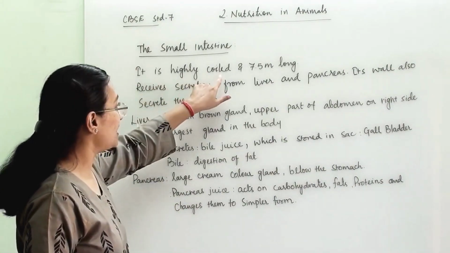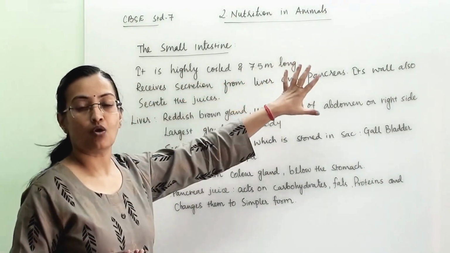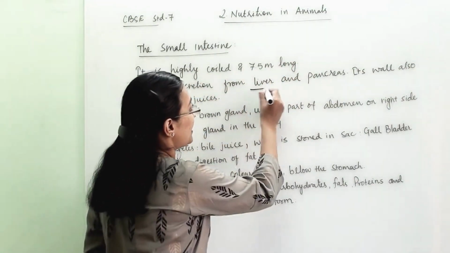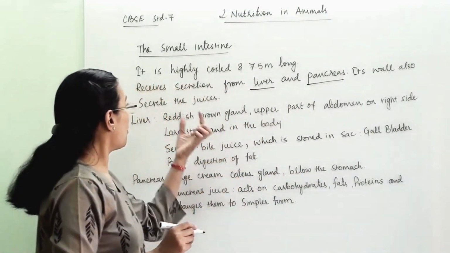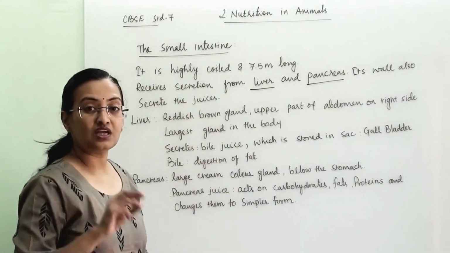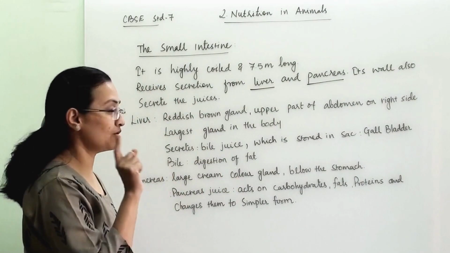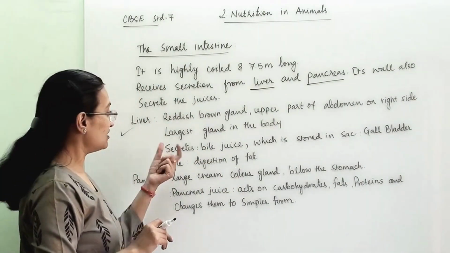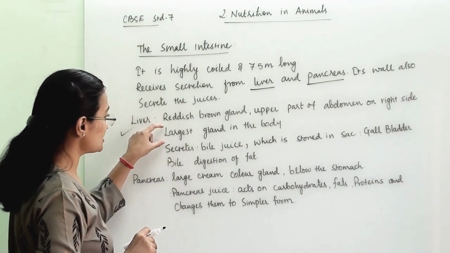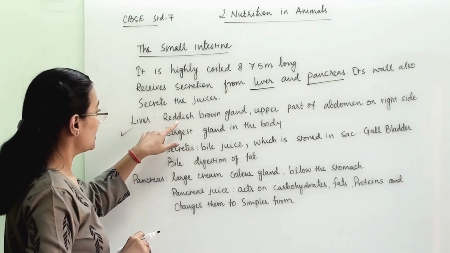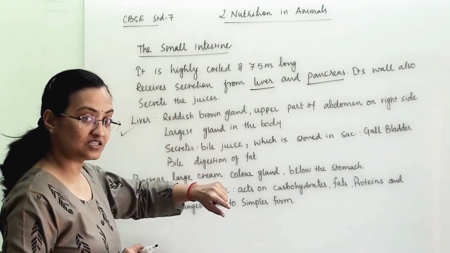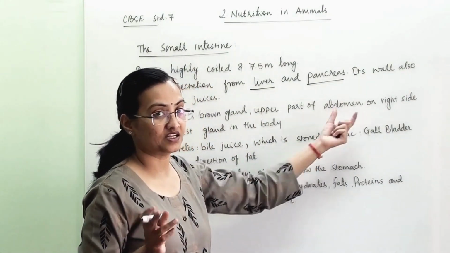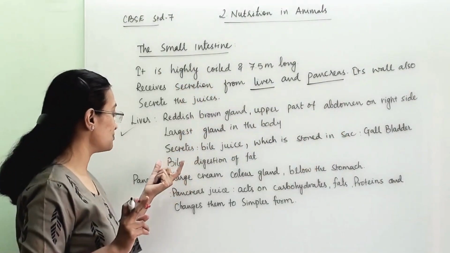First, what is the small intestine? It is a highly coiled, 7.5 meter long organ in the body. It receives secretions from the liver and pancreas. Its wall also secretes some juices. So three kinds of secretions it receives: from the liver, from the pancreas, and from its own wall. About the liver, first we will learn what it is. It is the largest gland in our body, a reddish brown gland, situated at the upper part of the abdomen on the right side.